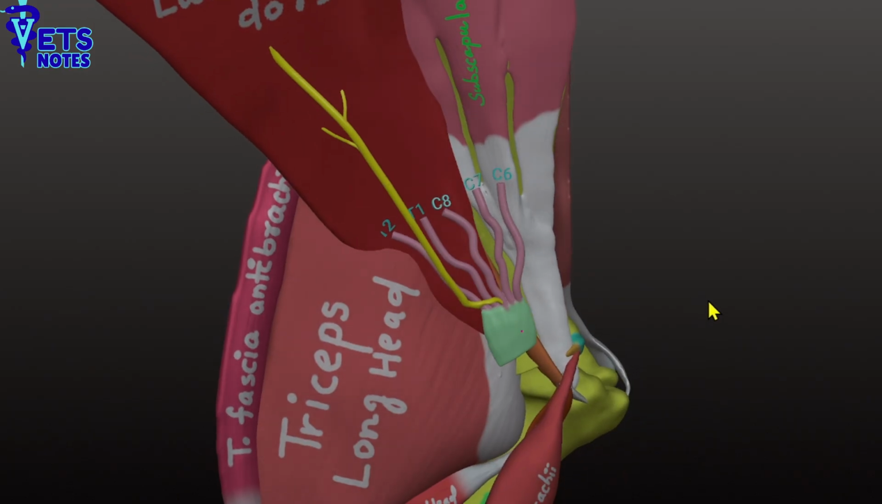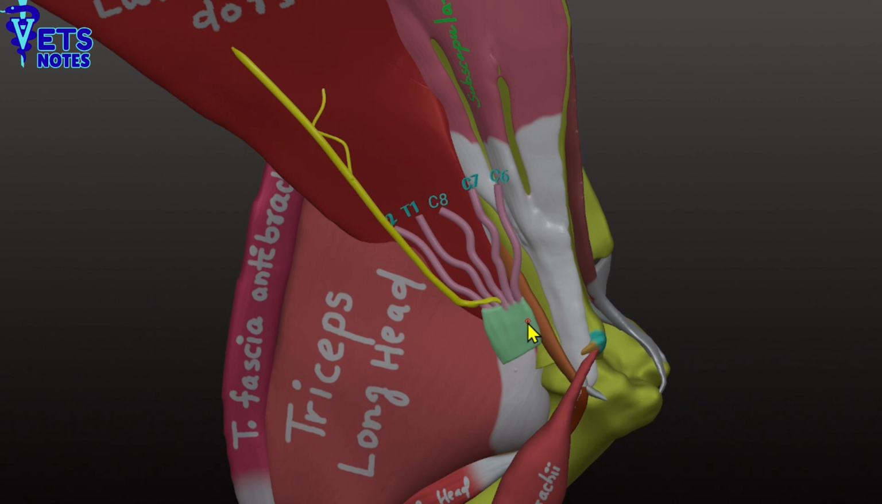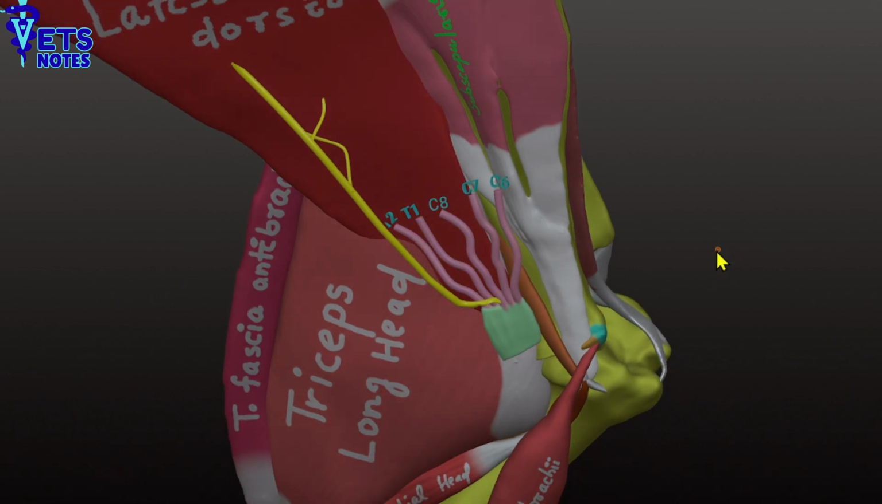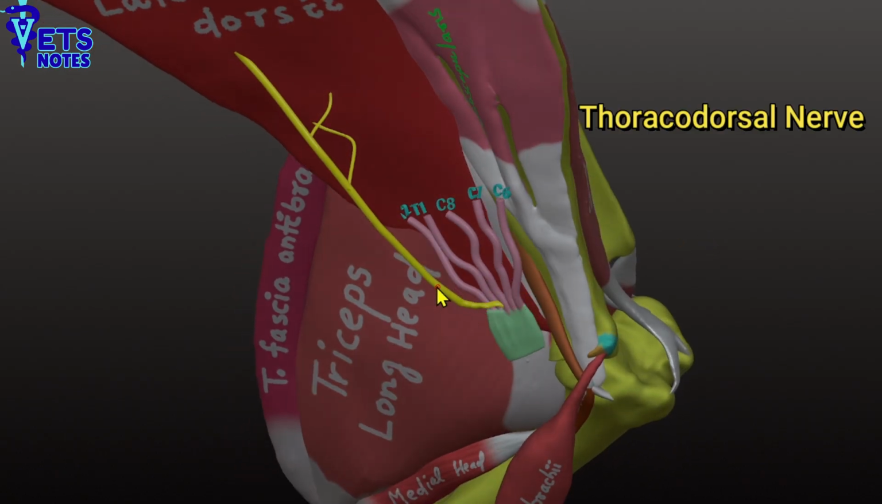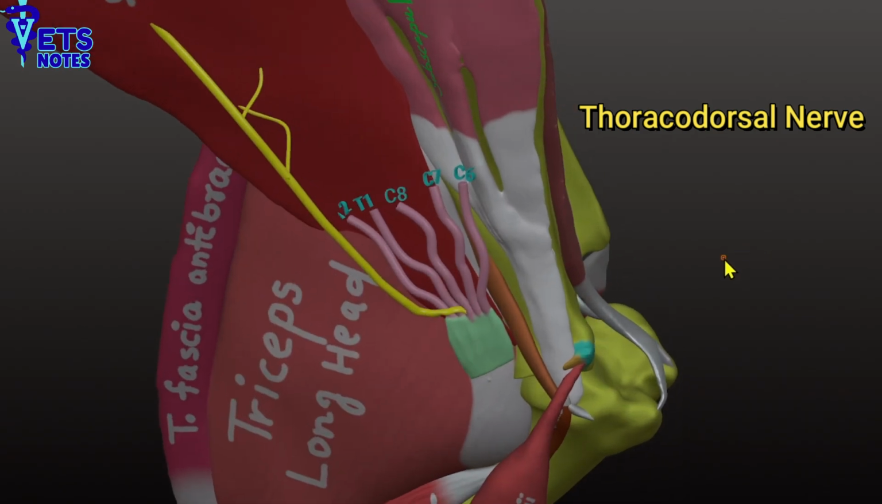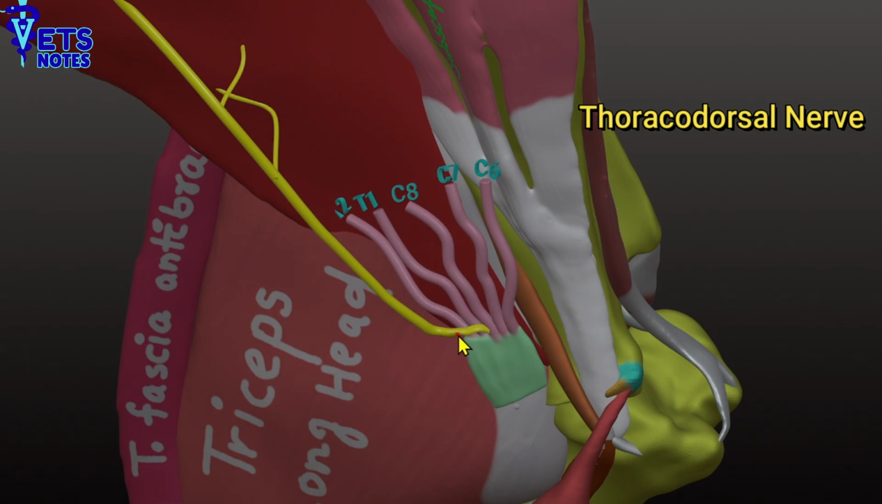The next branch of the brachial plexus we will discuss is this one. This is the brachial plexus. Now we'll discuss this branch. This branch is called the thoracodorsal nerve. Thoracodorsal nerve means this one.